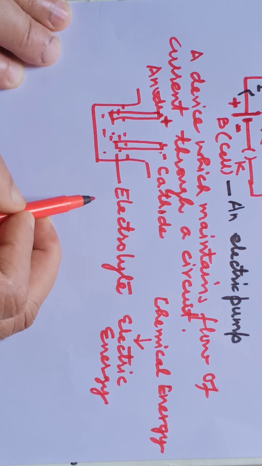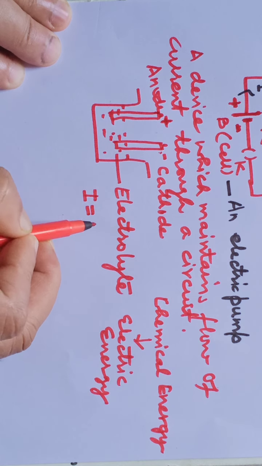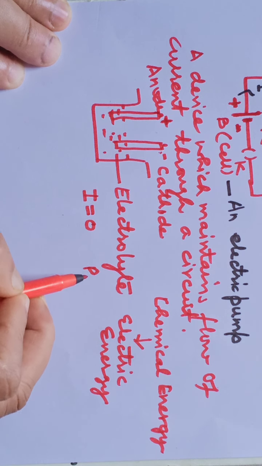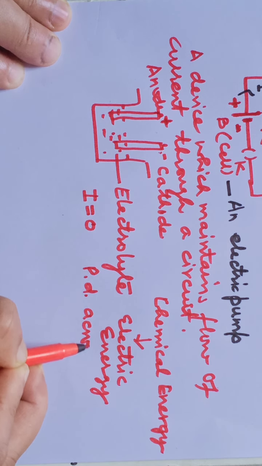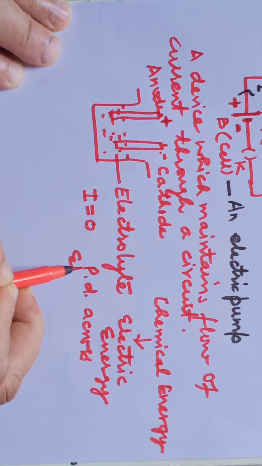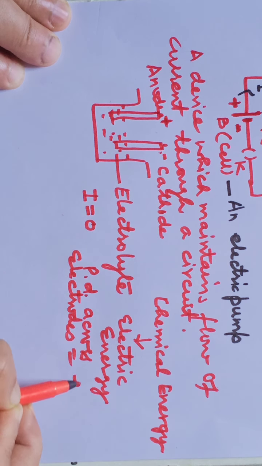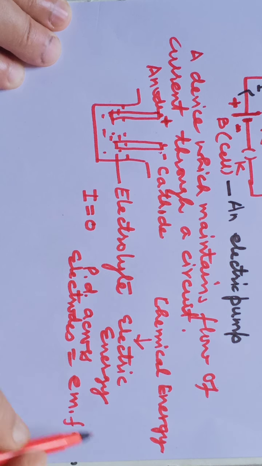When the cell is not supplying current, means current is zero, then the potential difference across electrodes is its EMF, electromotive force.